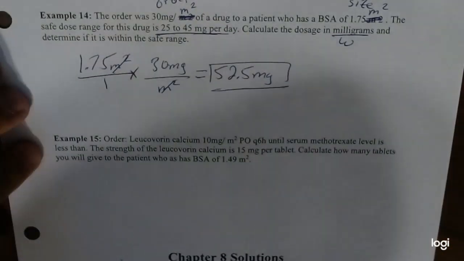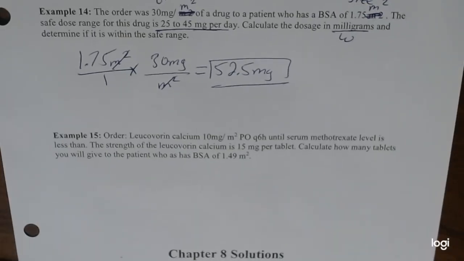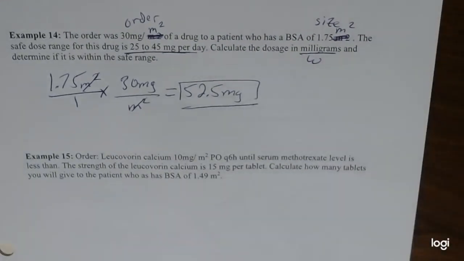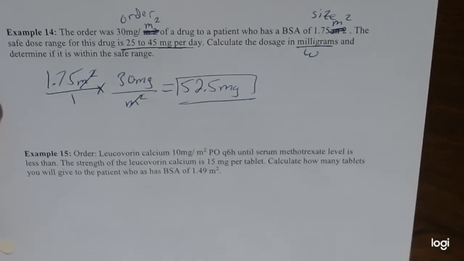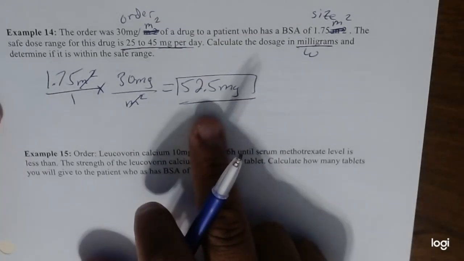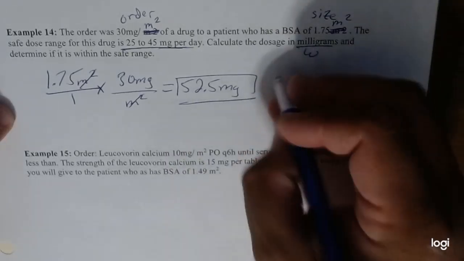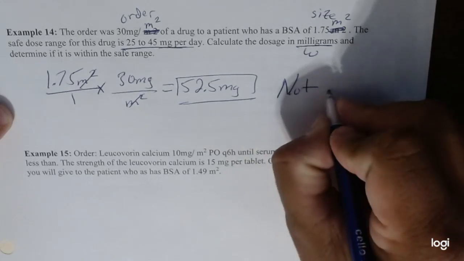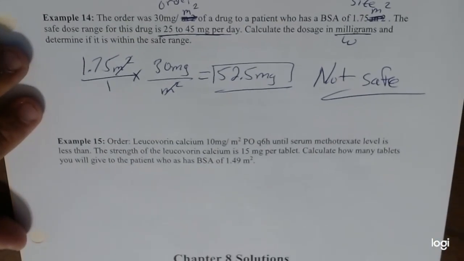Okay. Now let's look at the second part. So the second part says, and determine if this is within the safe range. Okay, now it says the safe range is anything between 25 to 45 milligrams. So let's look over here. Is this between 25 and 45? Hopefully you say no, correct? So therefore it will be not in the range, so not safe. Okay. And there we go. That's how we do these type of problems.